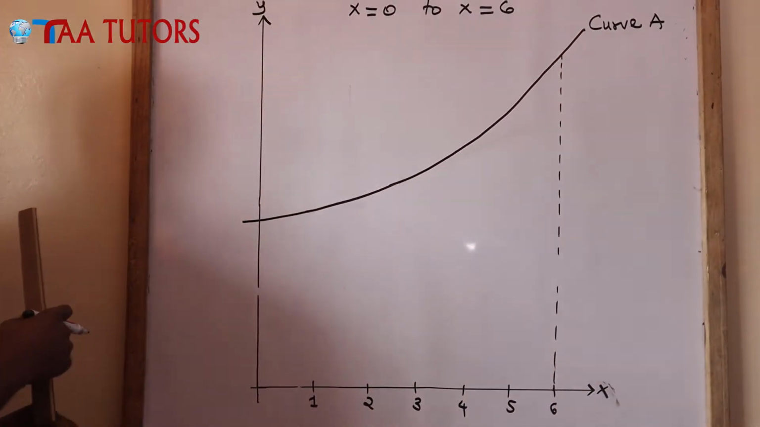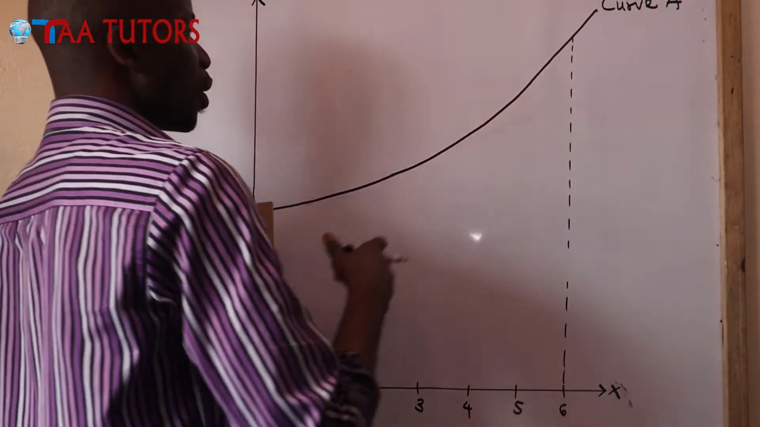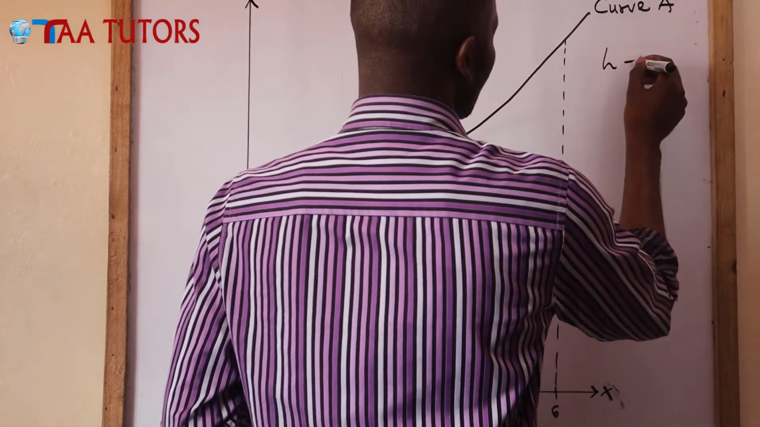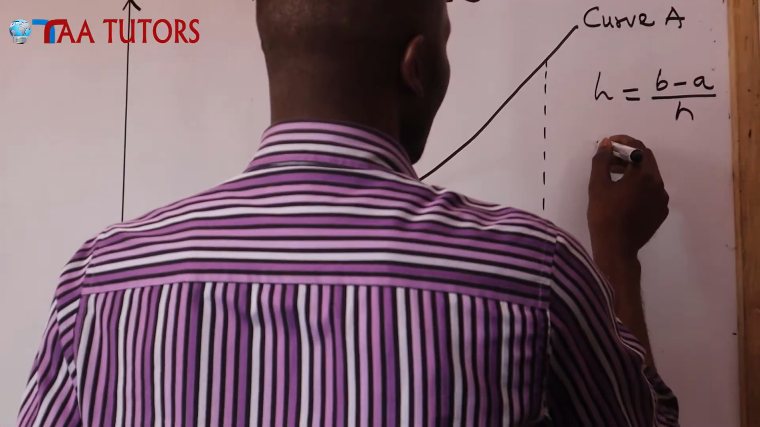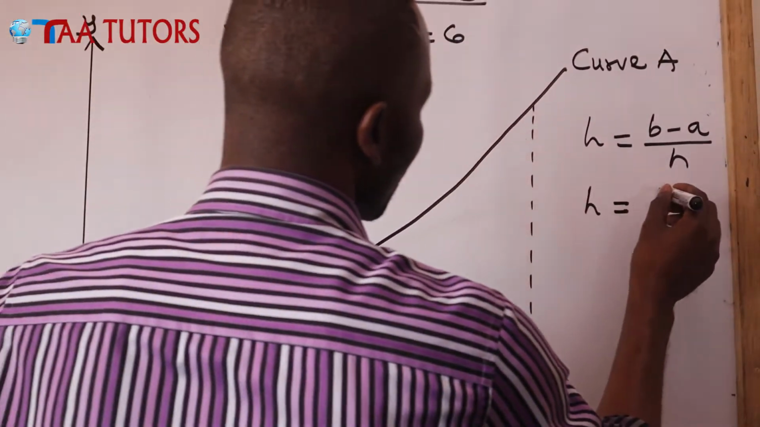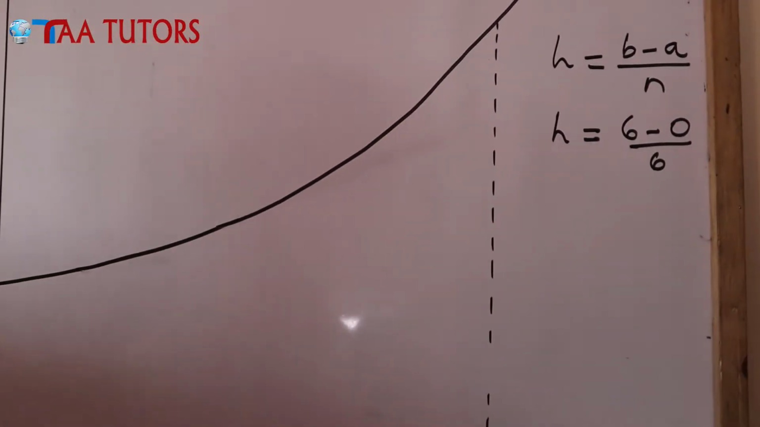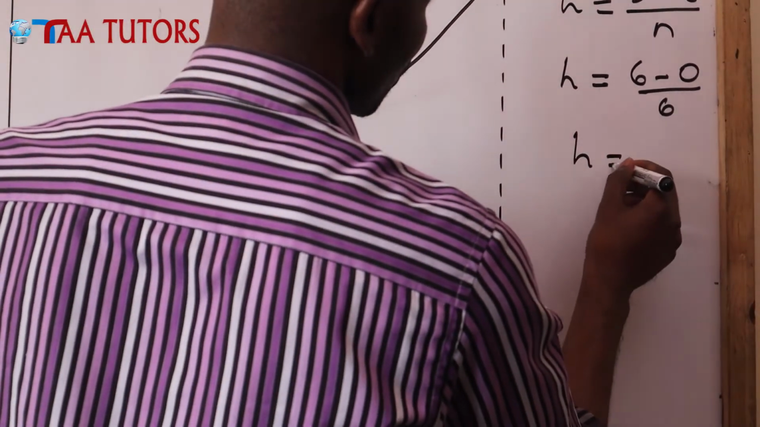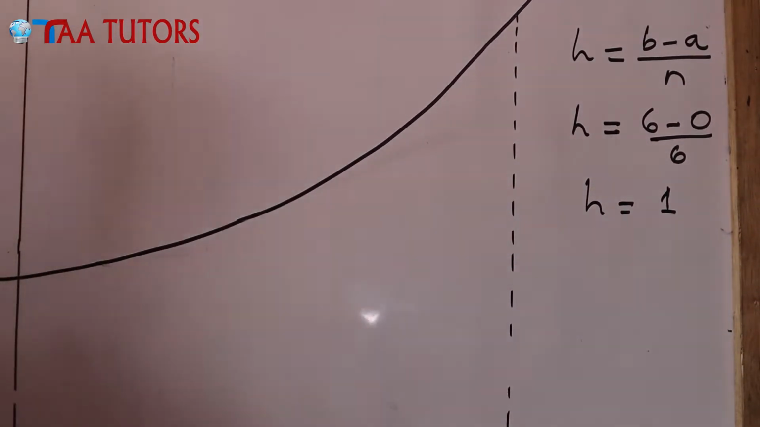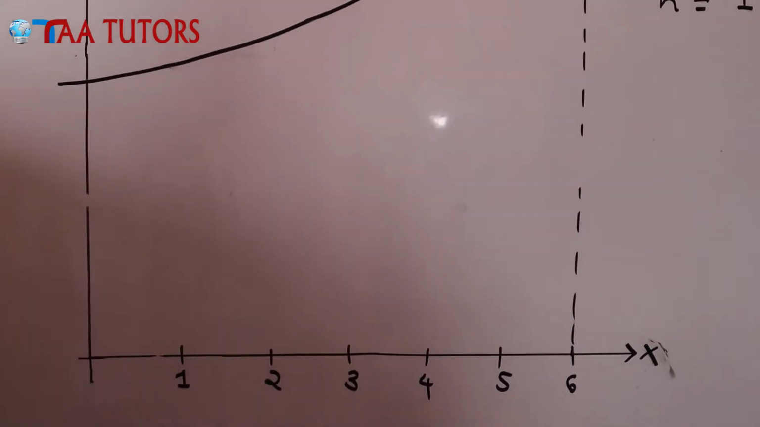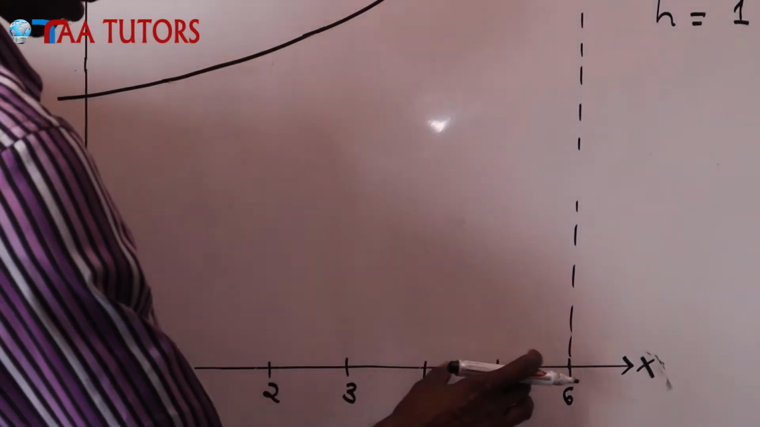Now we know that the way we get h is always the same, whether in trapezium rule or mid-ordinate rule, where h equals b minus a over n, and in this case h will be 6 minus 0 over 6, because the number n is the number of ordinates, mid-ordinates. So h equals 1. If our h is 1, it means that we have one ordinate here, another one here, another one here, another one here, another one here, another one here.